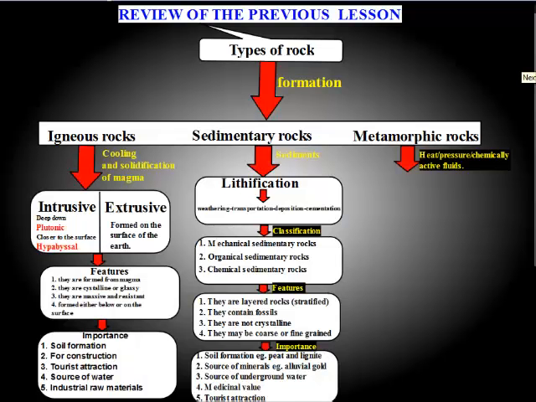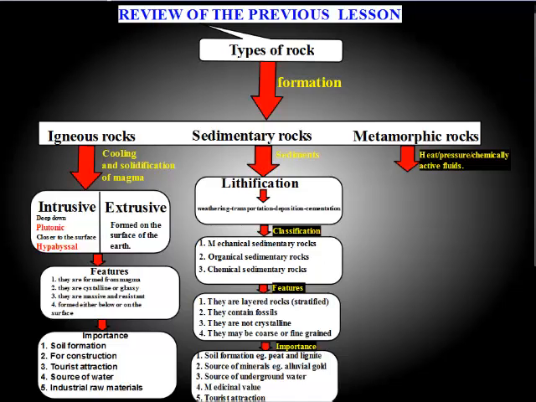Today we're going to continue with rocks and we are going to look at metamorphic rocks. Before that, we looked at igneous and sedimentary rocks. Now we know that igneous rocks are formed from the cooling and solidification of magma.